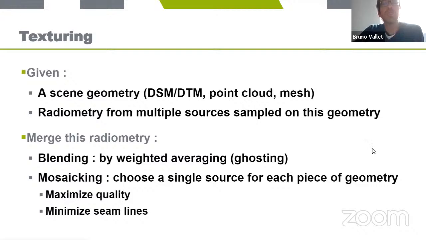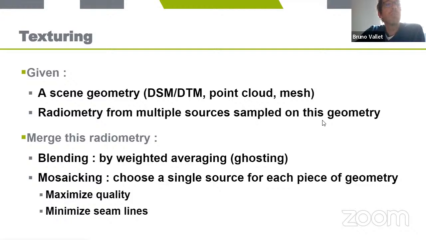from multiple sources that is sampled on this geometry, so you know what radiometry corresponds to what piece of geometry. That's the registration that allows you to tell you that. Now the question is, how can you merge this radiometry?